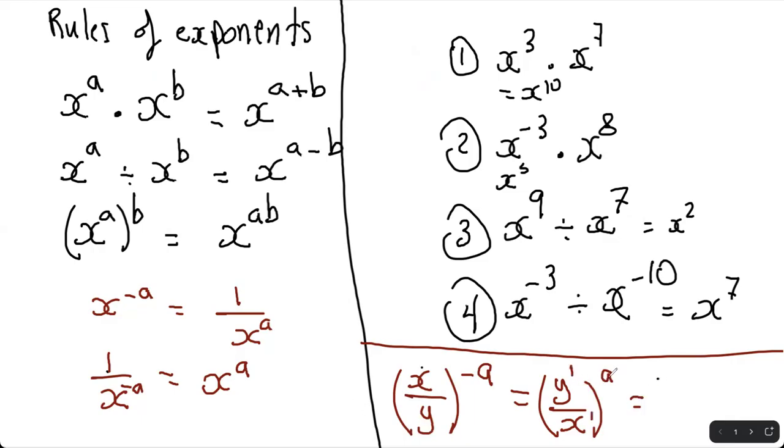So this becomes a times 1 here and a times 1 there. So that becomes y to the a over x to the a. Does that make sense?